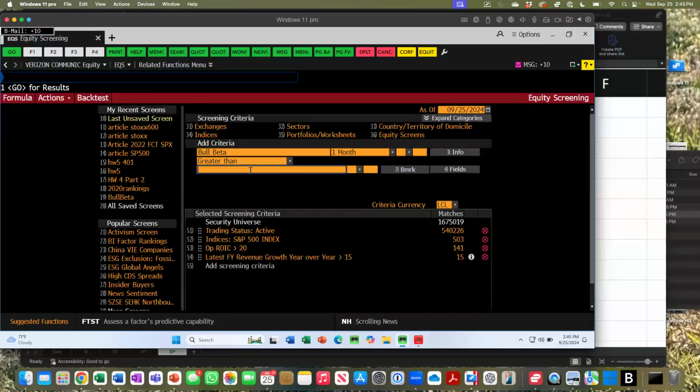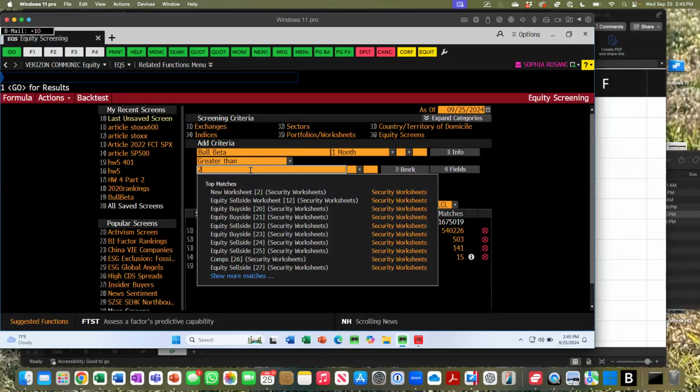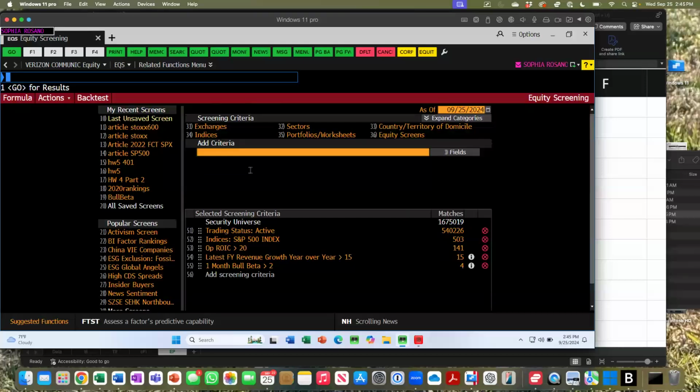Greater than 2. And that brings me to 4 companies. Now you guys might all be familiar with beta.